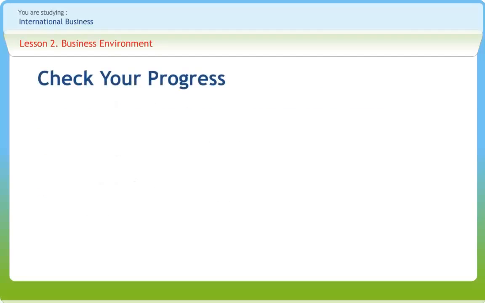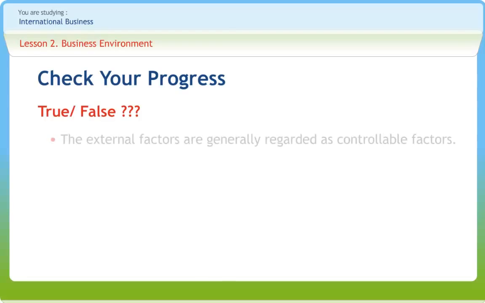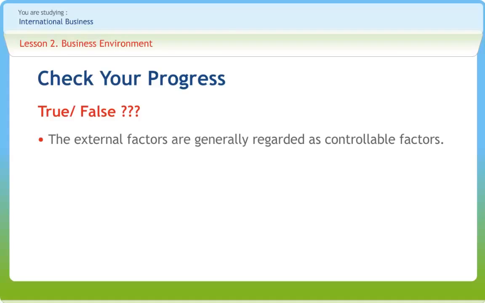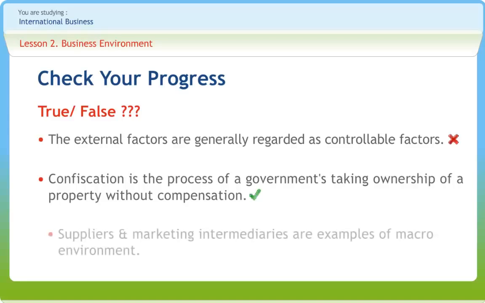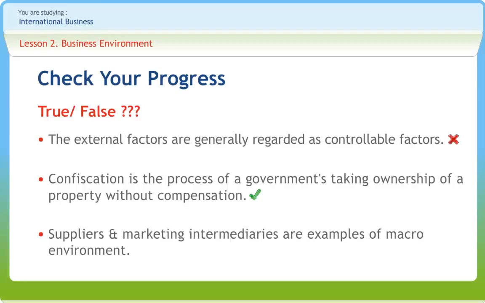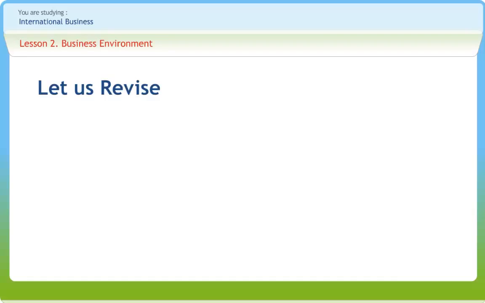Now let us check if we have understood the various concepts discussed in this lesson clearly. The external factors are generally regarded as controllable factors. Right or wrong? Wrong. Confiscation is the process of governments taking ownership of a property without compensation. Right or wrong? Right. Suppliers and marketing intermediaries are examples of macro environment. Right or wrong? Wrong.